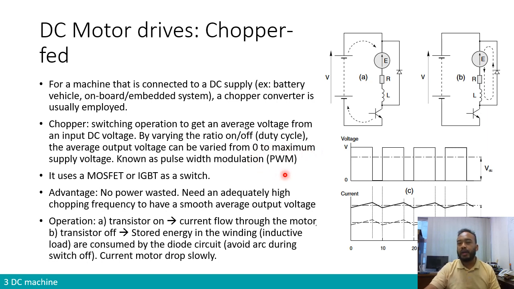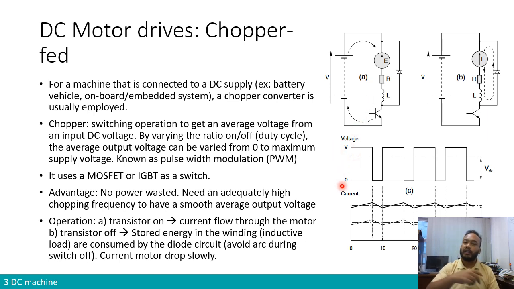So it's a PWM driver where you switch on and switch off using a transistor type of component to get an average voltage. The component that we use for switching on and switching off is usually a MOSFET or IGBT. We have learned this in analog electronics in previous semesters. The advantage of this component is especially that we don't waste any power. If we are not using the power, we are basically turning off the power supply.